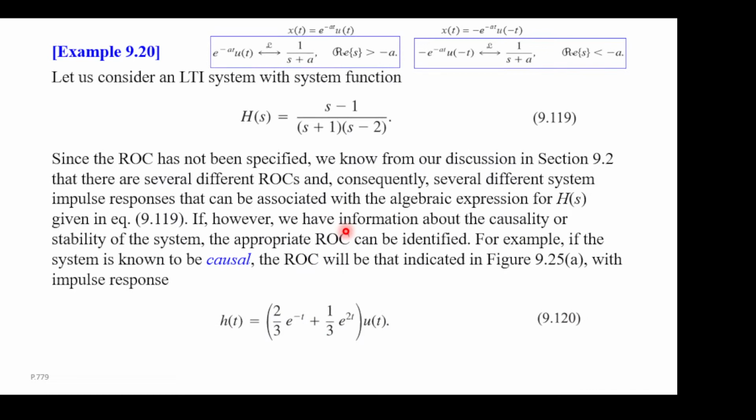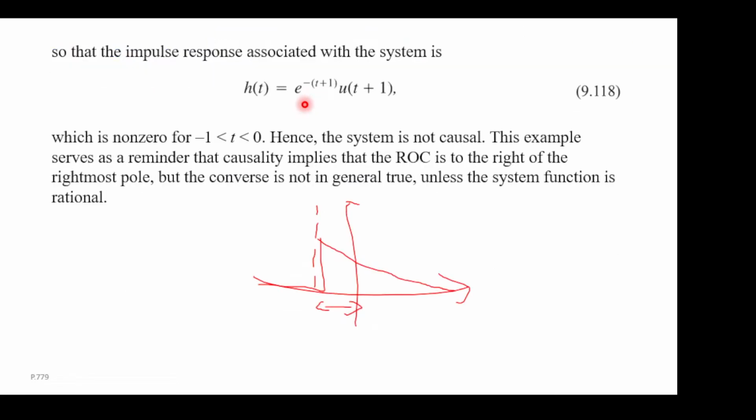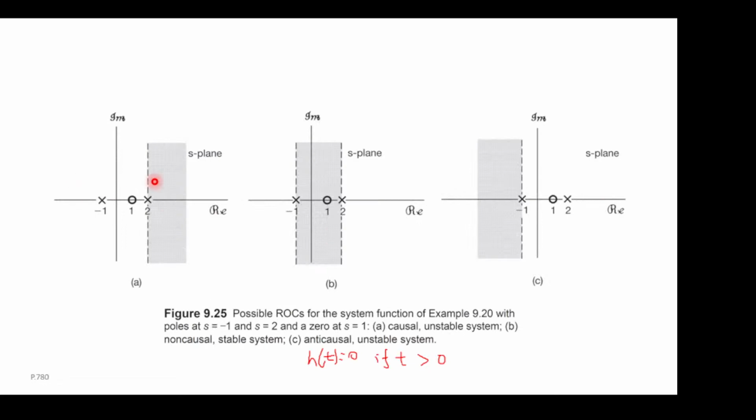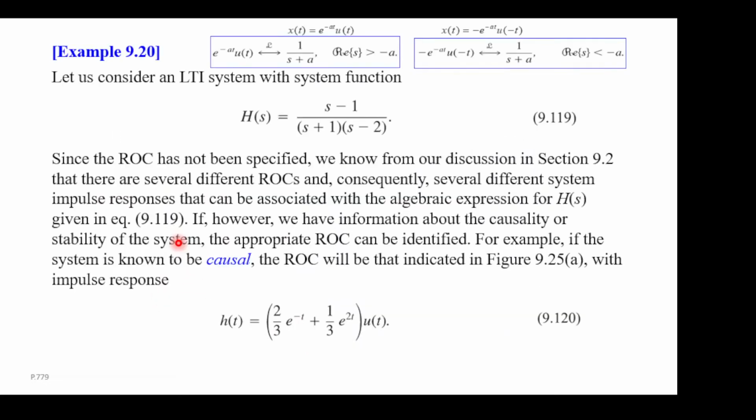So we see that if we give it three different properties, we'll pick all the different ROCs. For example, if we think it is causal, then, actually even if it's not rational, that's true, the ROC must be to the right-hand side. Correspondingly, we can get the inverse Laplace transform of this. We skip all the calculation, but remember that for the inverse Laplace transform, you need to do partial fraction expansion of these two terms.